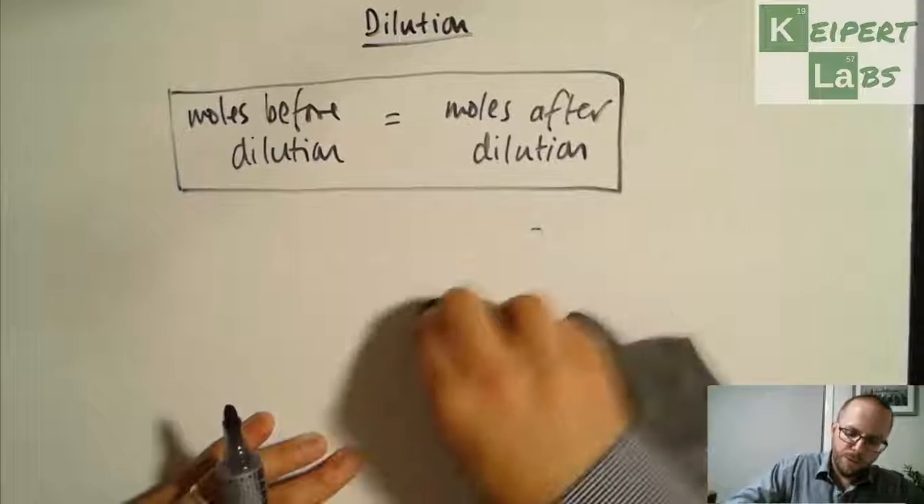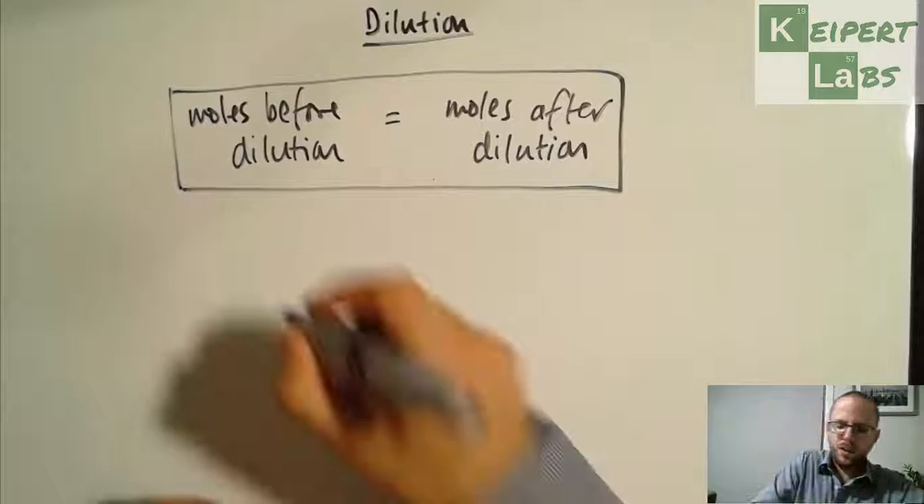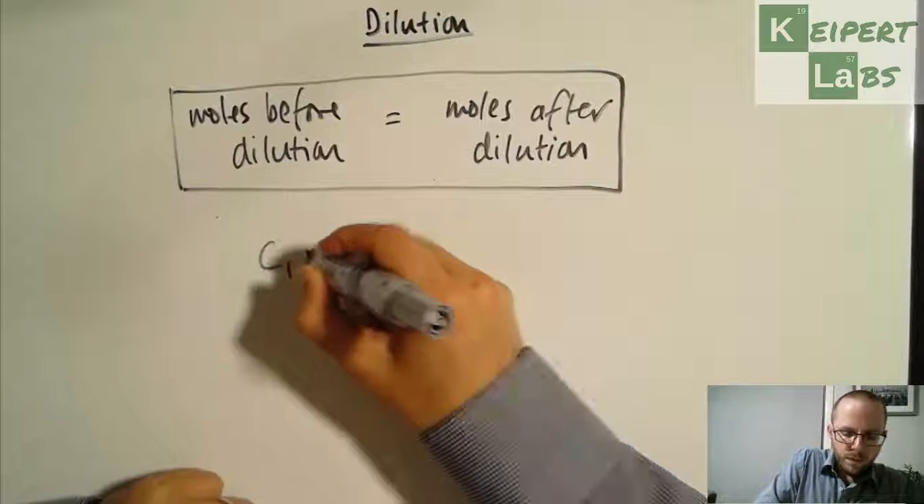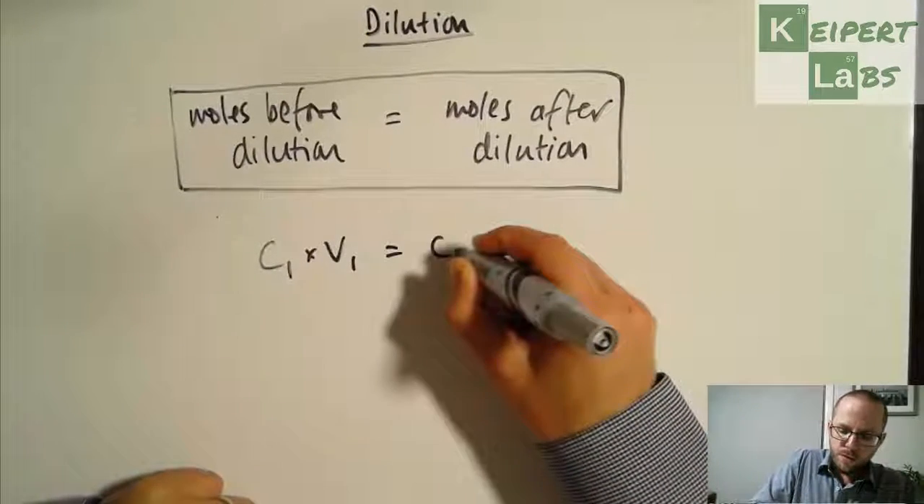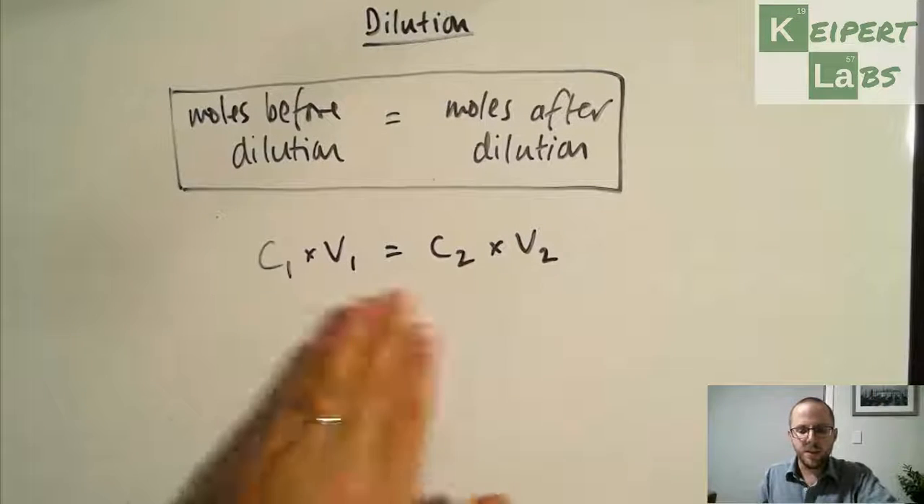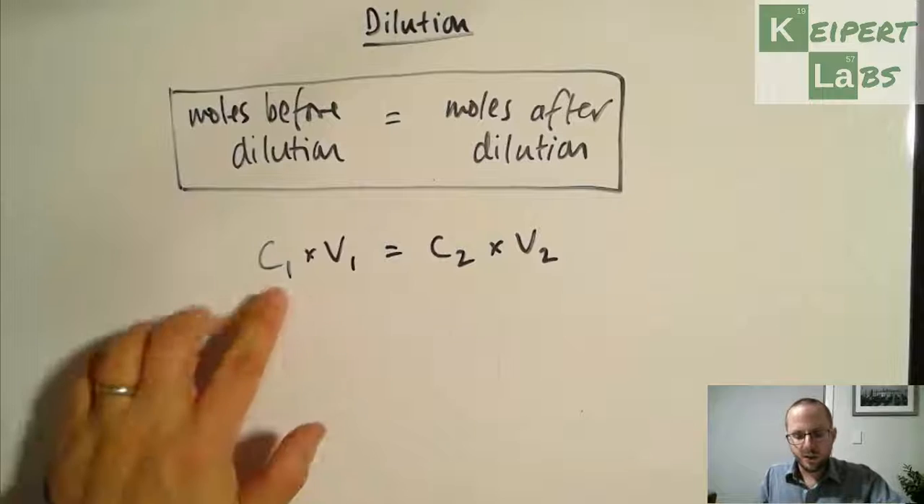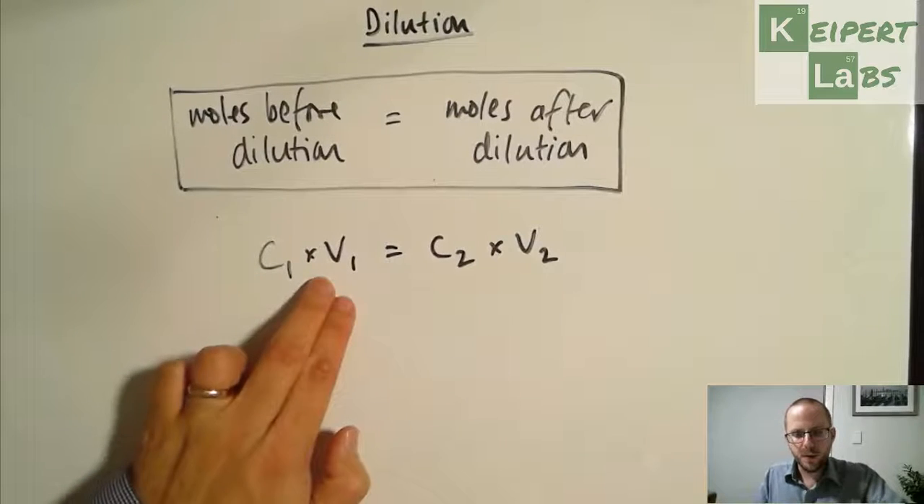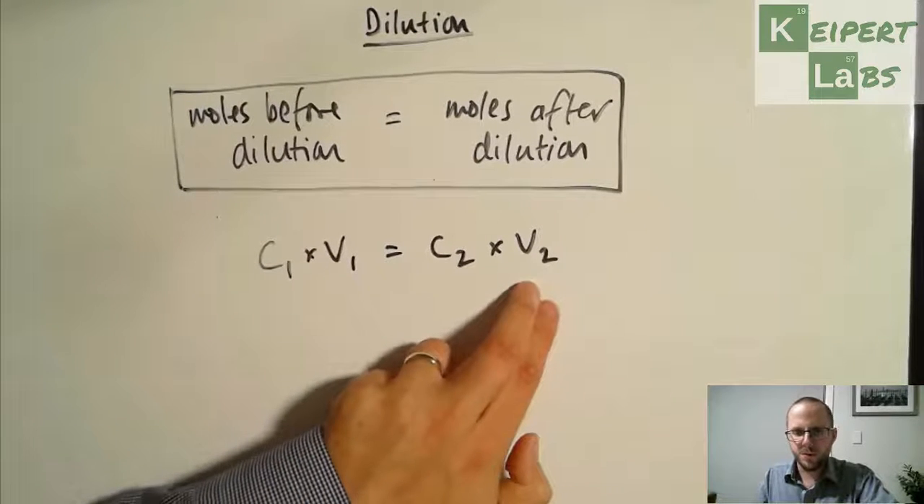And this is the one that I really want you to make sure that you highlight, that you underline, so that you are very familiar with it. So the moles at the start is equal to the moles at the end. So concentration C1 times V1 equals C2 times V2.